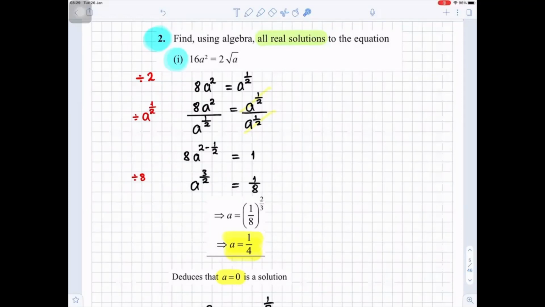Now, a to the power 3 over 2 is equal to 1 over 8. The inverse of 3 over 2 is 2 over 3, so you want to find 1 over 8 to the power 2 over 3. That gives you 1 over 4 as one of the answers. And you can deduce that a = 0 is also a solution, because 0 squared times 16 is 0, and the square root of 0 is 0. So 0 equals 0. You can deduce that 0 is one of the solutions, or you can do algebra to show it.